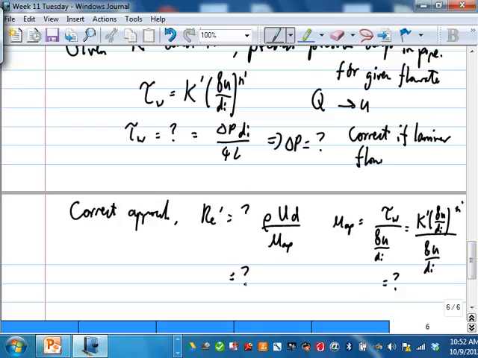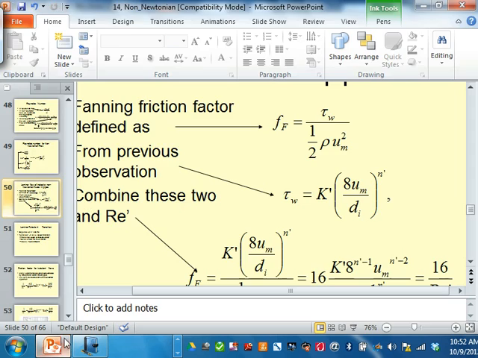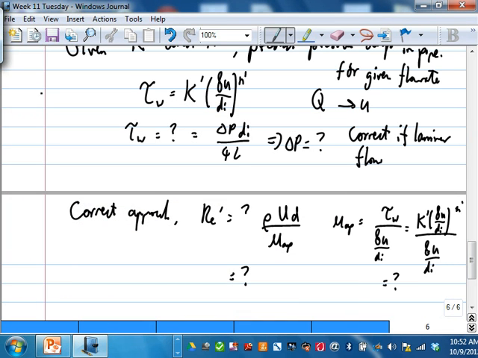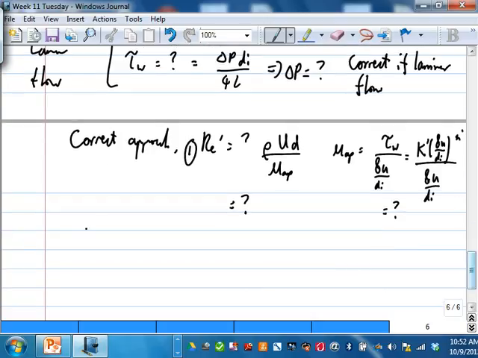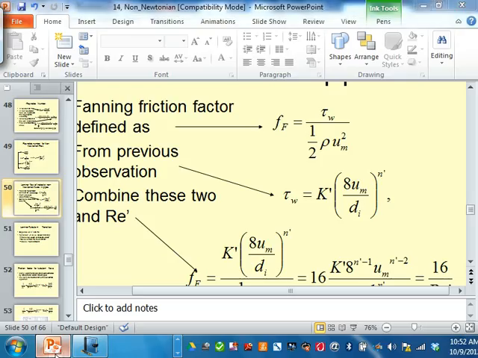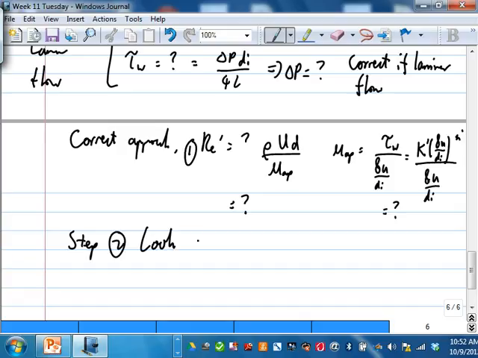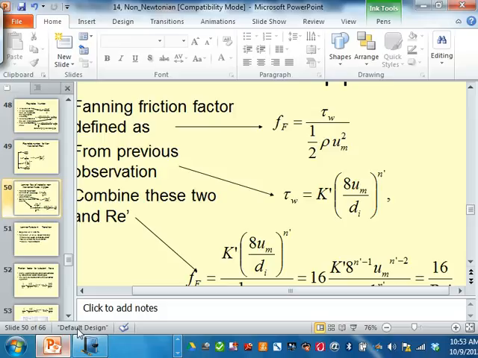Is that okay? So step 1, you find your Reynolds number, Re prime. Alright, step 2, you look up this graph here. This one is assuming laminar flow, this one is correct, but you need to check. Correct approach, step 1, find Re prime. Step 2, look up graph, look up F. I haven't told you what that is, but I'm going to tell you now. F fanning.